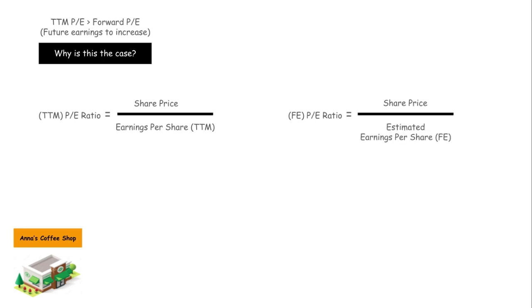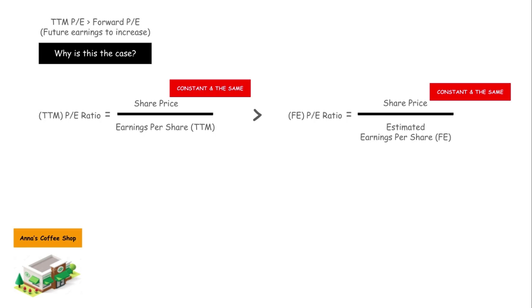Note that FE in the bracket stands for forward earnings. Then we assume that the share price remains constant and the same for both the trailing and forward earnings. Under these circumstances, for the forward PE to be lower than the trailing PE, the estimated forward earnings must be greater than the trailing earnings.